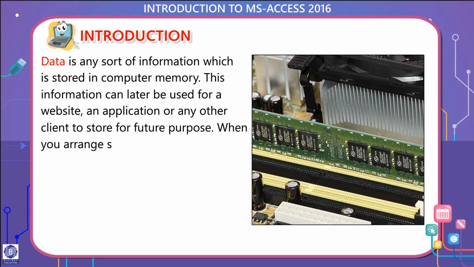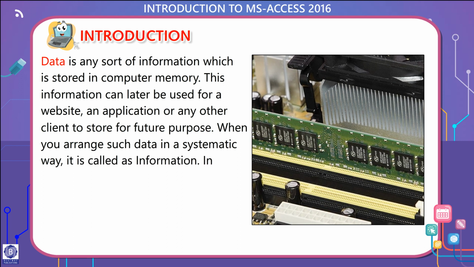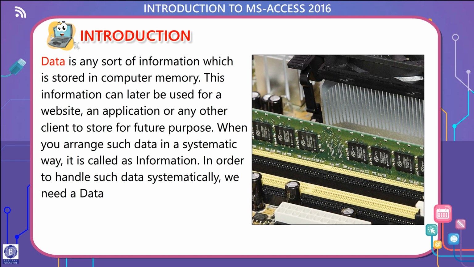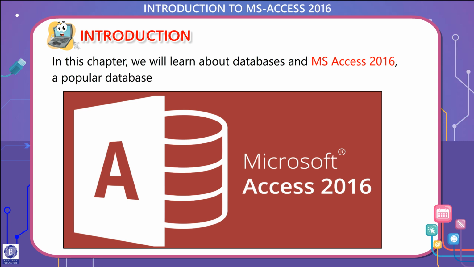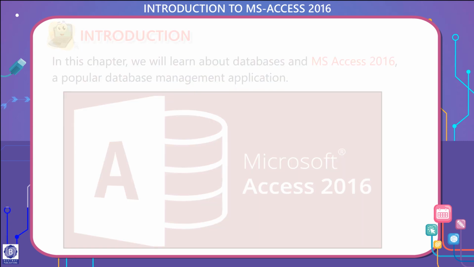When you arrange such data in a systematic way, it is called information. In order to handle such data systematically, we need a database and a database management system. In this chapter, we will learn about databases and MS Access 2016, a popular database management application.